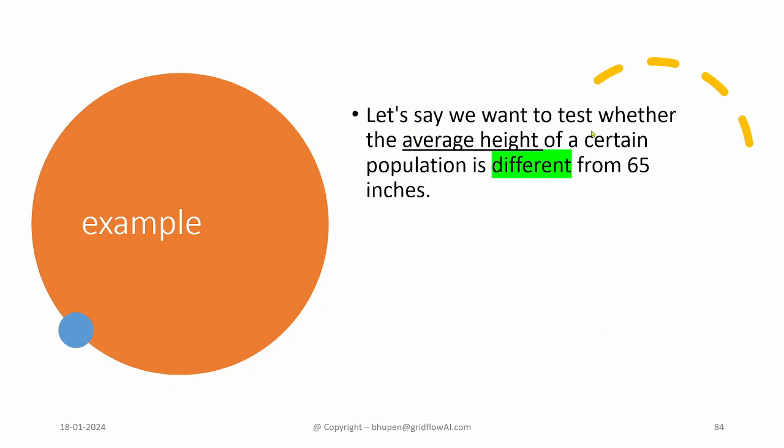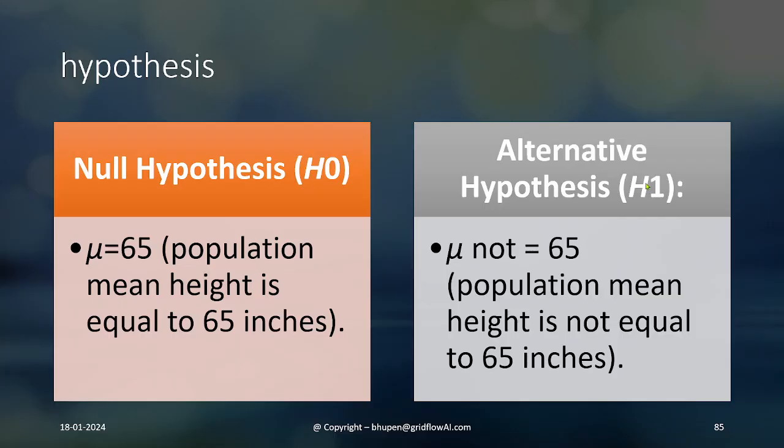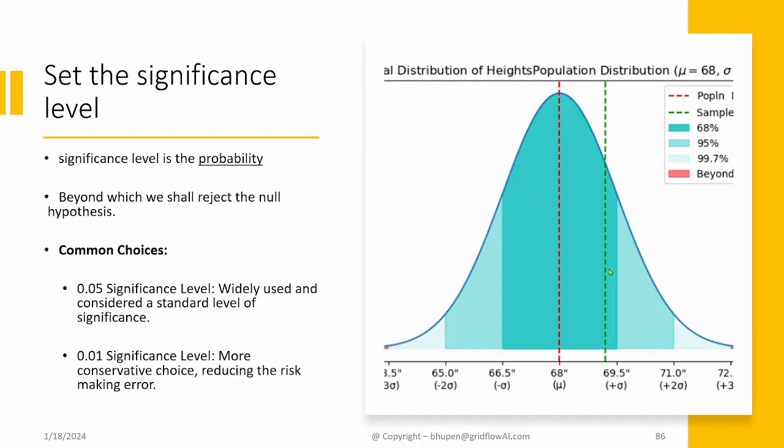So let's take an example on this. Let's say we want to test the average height of a certain population. Let's say your city is different from 65. So the null hypothesis is going to be 65 as the mean. The alternate hypothesis is not 65, it is different, either less than 65 or more than 65. Now we set the significance level.